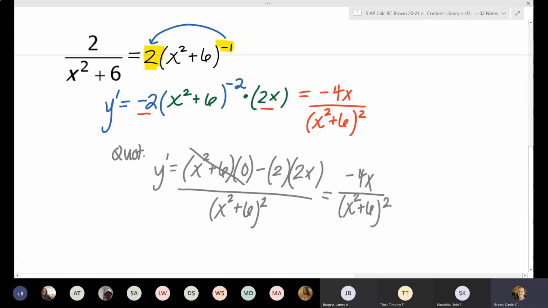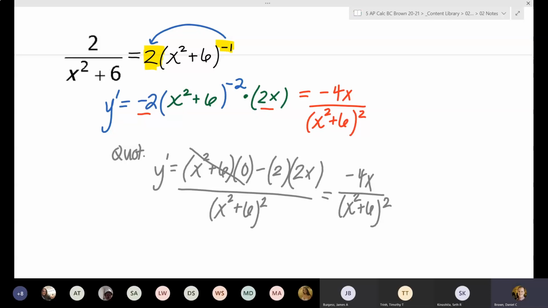So we get the same answer. I guess it's up to you to figure out which one's the easiest for you. I will say, as we progress through calculus, I think the chain rule is often easier than the quotient rule, especially if that numerator had not been a number and maybe had something with a variable in it. Questions on that?